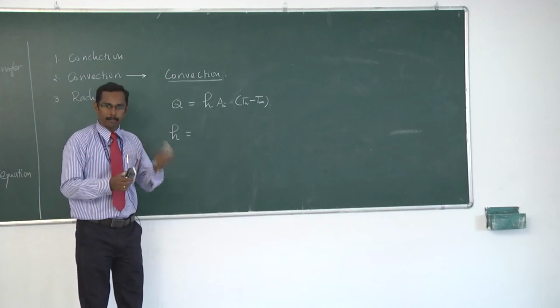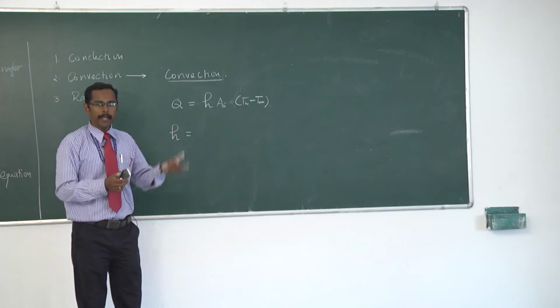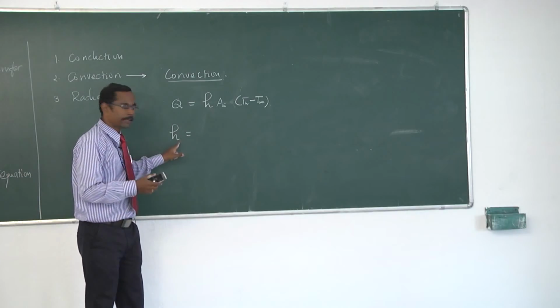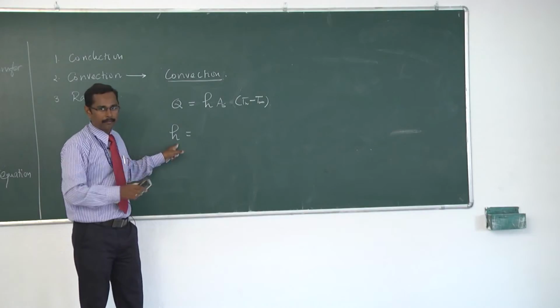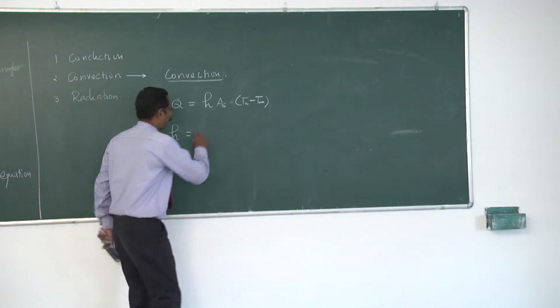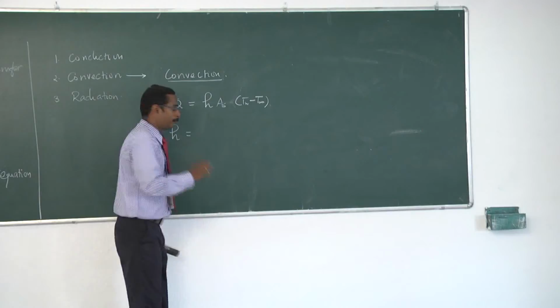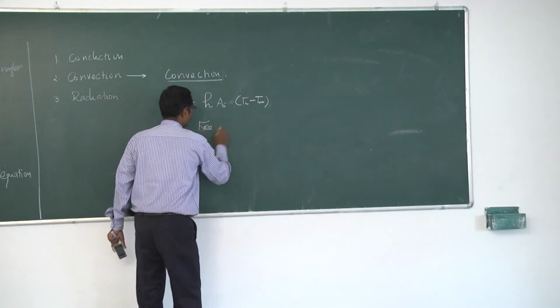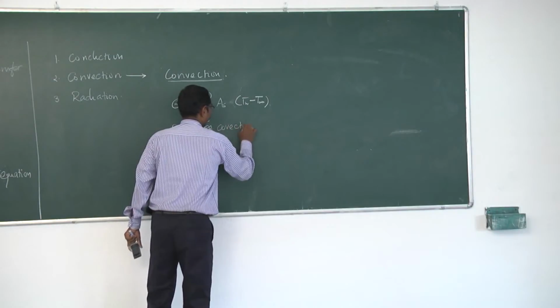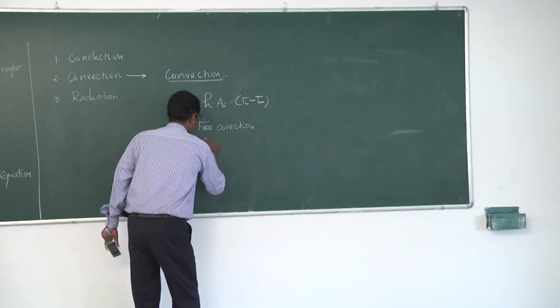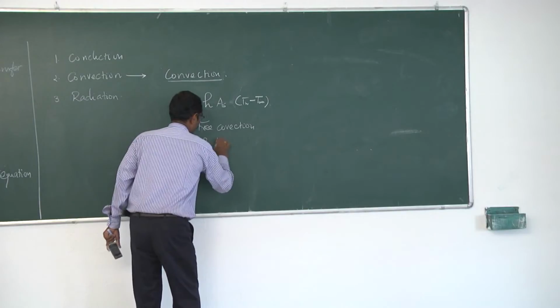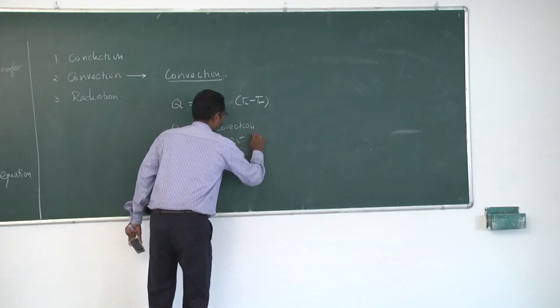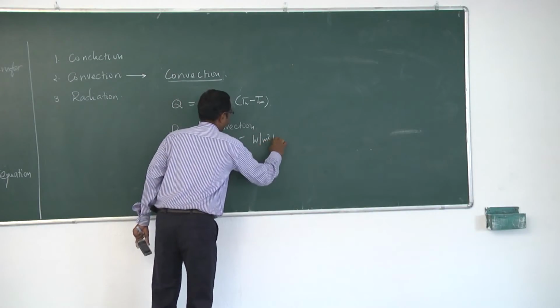Now I can state the value of h. A number of experiments have been conducted. From the experimental data, the value of the convection heat transfer coefficient for gases in free convection lies between 2 and 25 watt per meter square Kelvin.